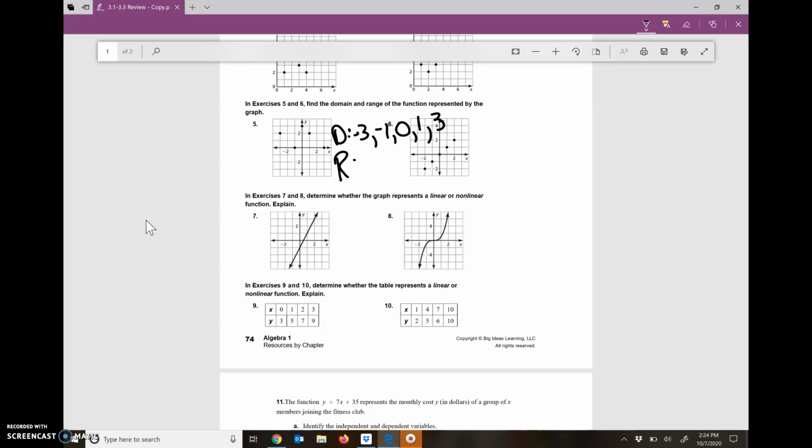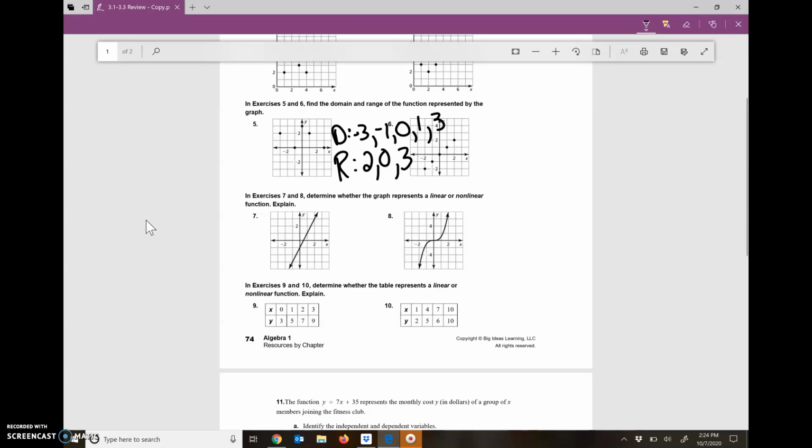And then range, remember all the possible y's. So it doesn't look like I have any negative y's. I got one at 2 there. I got one at 0. I have one at 3. Then it looks like I have another one at 2, so I'm not going to write that again. It looks like I have another one at 0, and I'm not going to write that again. So if it really bothers you that it's out of order, you can rewrite 0, 2, 3. Otherwise, it's going to be good.